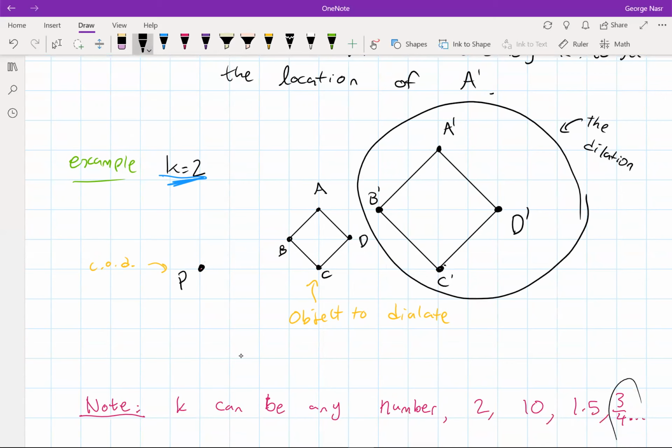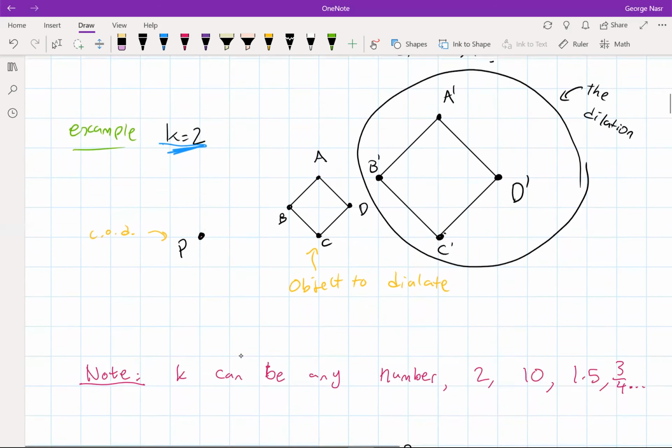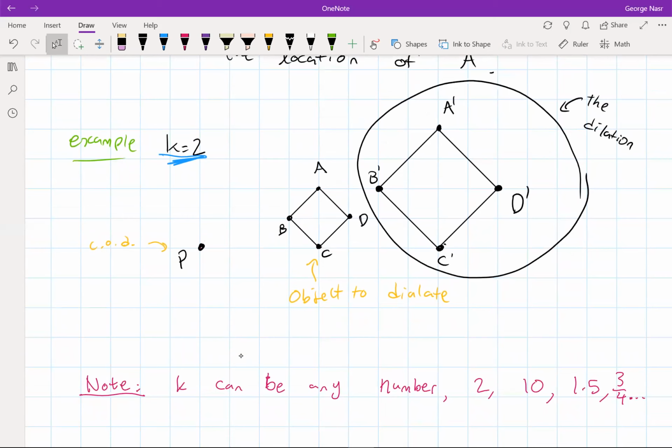When you dilate by a number smaller than 1, you actually make the shape smaller. You might have noticed that when you hear the word dilate, you may be thinking that it would make something bigger, which is correct in general, but it can also make things smaller. Okay, so this is dilation, and so why do we care about dilations?